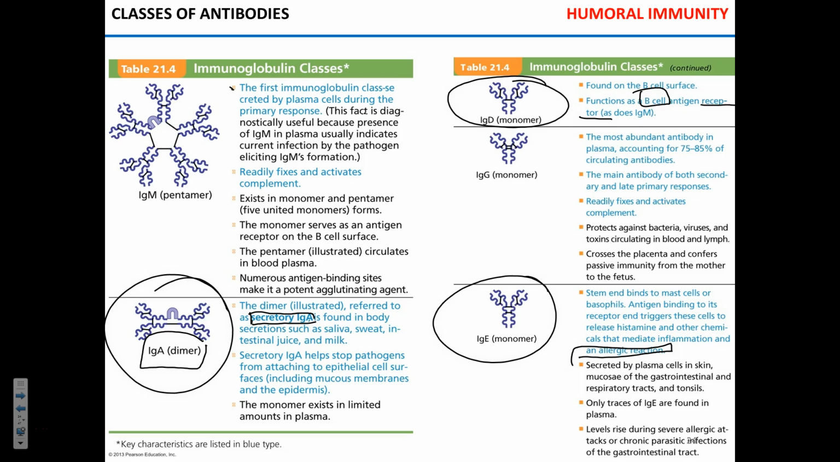IgM, the gigantic pentameric antibody, which means 5 molecules. You can see this. 1, 2, 3, 4, 5 molecules. IgM are the antibodies of the primary response. That's really important.